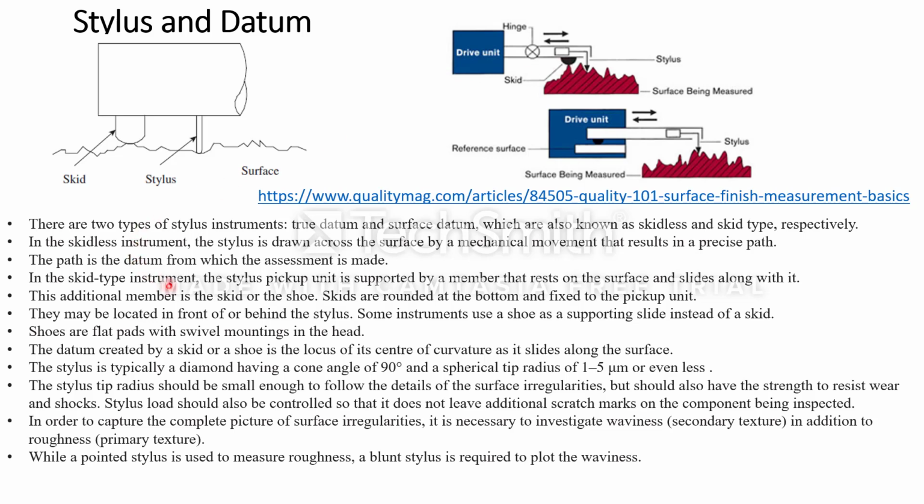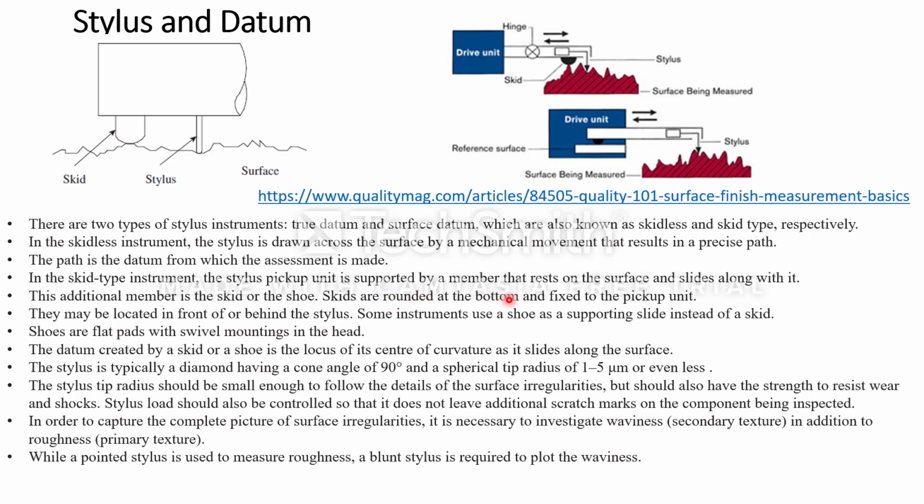In the skid type instrument, the stylus pickup unit is supported by a membrane that rests on the surface and slides along with it. That's what I have told you by taking one example of a caster wheel which is having a ball bearing in it. This additional membrane is a skid or a shoe. You can call this additional membrane either a skid or a shoe. A shoe is nothing but it will be having a flat surface, but the skid will be having some rounded surface.